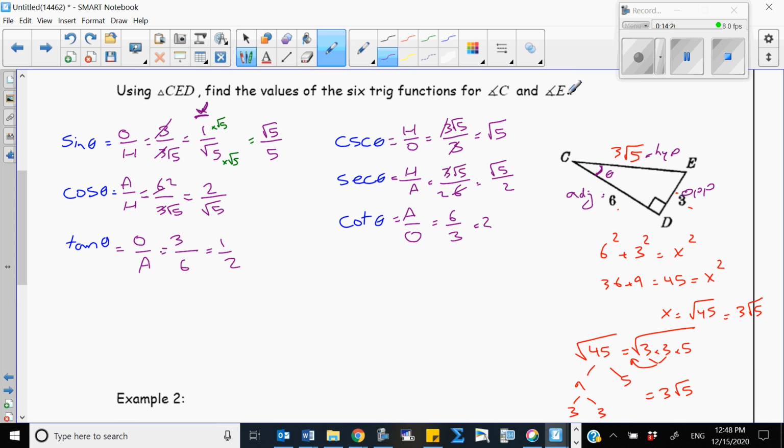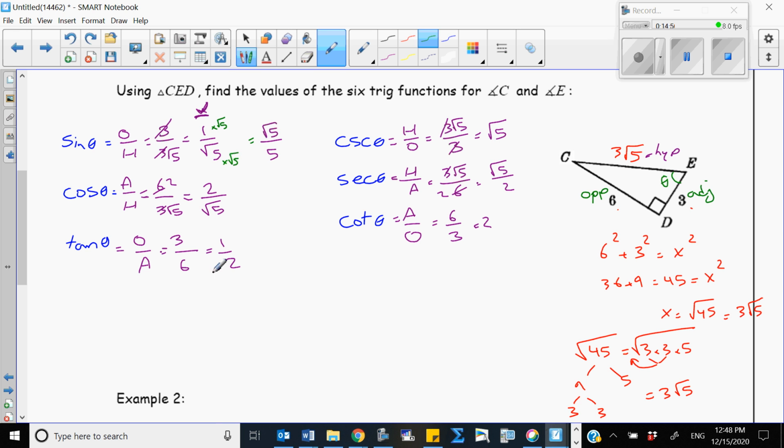Next, we need to find the trig functions for angle E. Okay, so this time my angle is E. So I'm going to call this one theta. Now, if this is my angle, the opposite one will be this one, and the adjacent will be this one. So based on the angle that you are working, opposite and adjacent sides might be a different side, but hypotenuse is always the same thing.